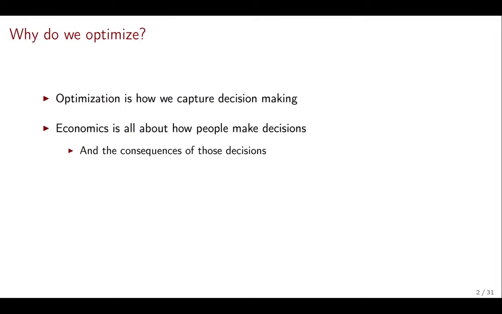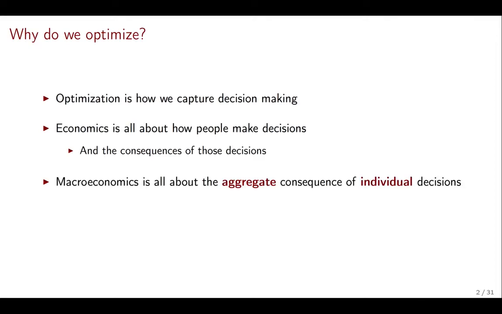Be it how somebody in a firm is choosing how many people to hire, the price they want to charge for the goods they sell, how much labor somebody wants to offer, whether they want to offer labor at all or not, perhaps they want to stay home. How much consumption or savings does somebody want to have? And then macroeconomics, the topic of this course, is all about the aggregate consequences of individual decisions.